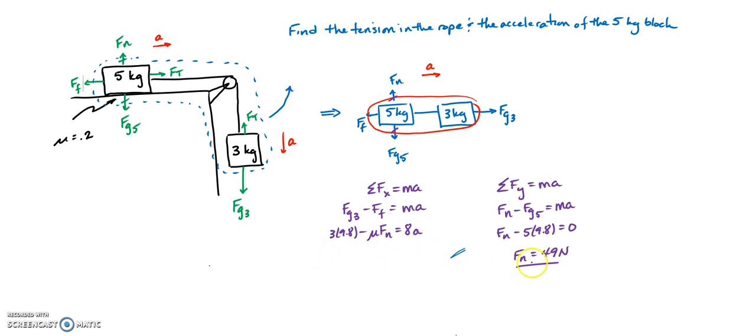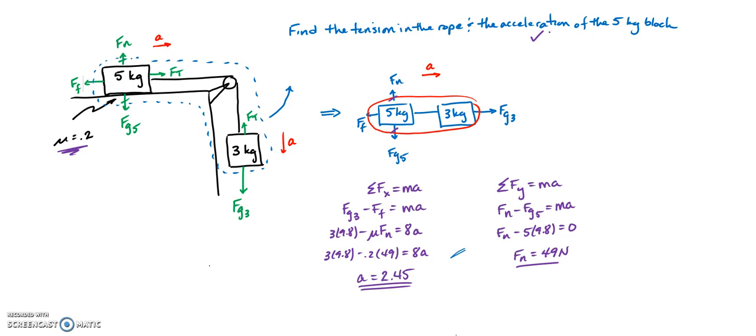So now I'm going to bring this in here. I did mention that the coefficient of friction, or at least I wrote it down, I don't think I mentioned it, is 0.2. So we've got 3 times 9.8 minus 0.2 times 49 equals 8a. So now all we have to do is our algebra. So if we do our math and solve, we get 2.45. So that is our acceleration. So we have done that first part, or I should say the second part of the problem, by finding the acceleration.